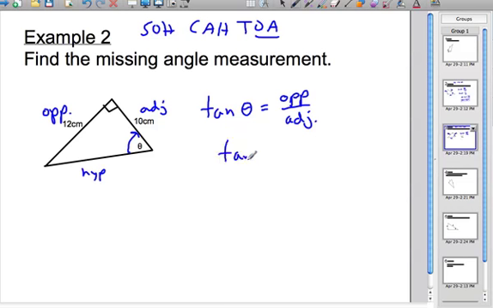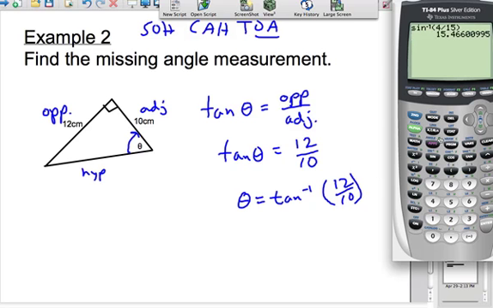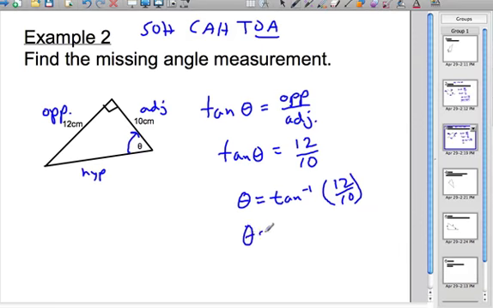Okay, so that's our ratio. Let's fill in the numbers here. Opposite is 12, adjacent is 10, and to get the angle theta, we have to do inverse tan of the fraction 12 out of 10. So let's use our calculator to do that. I'm going to type second function, tangent, and then 12 divided by 10 in brackets, equals, and we get about 50.2 degrees. So theta approximately equals 50.2 degrees.